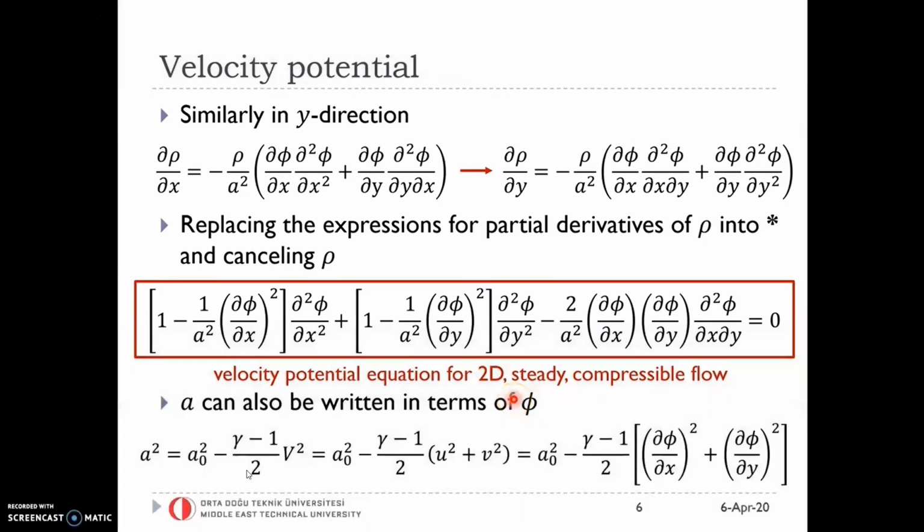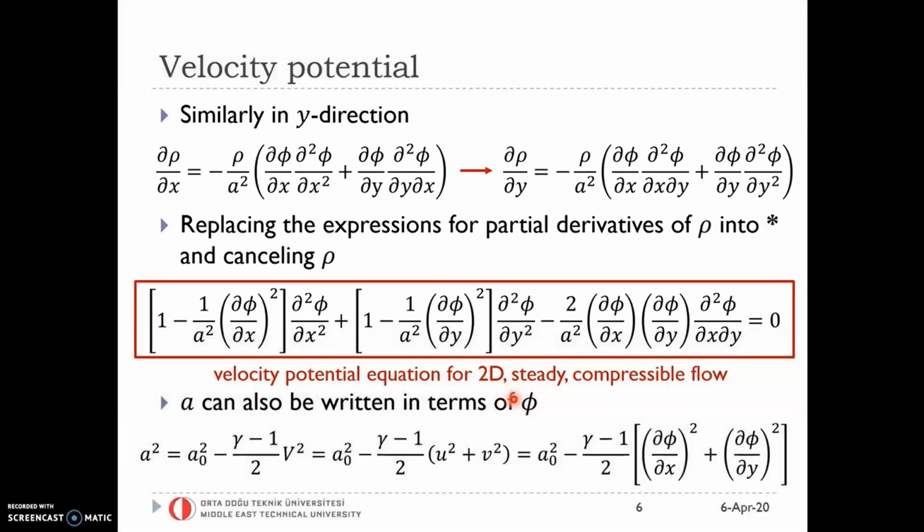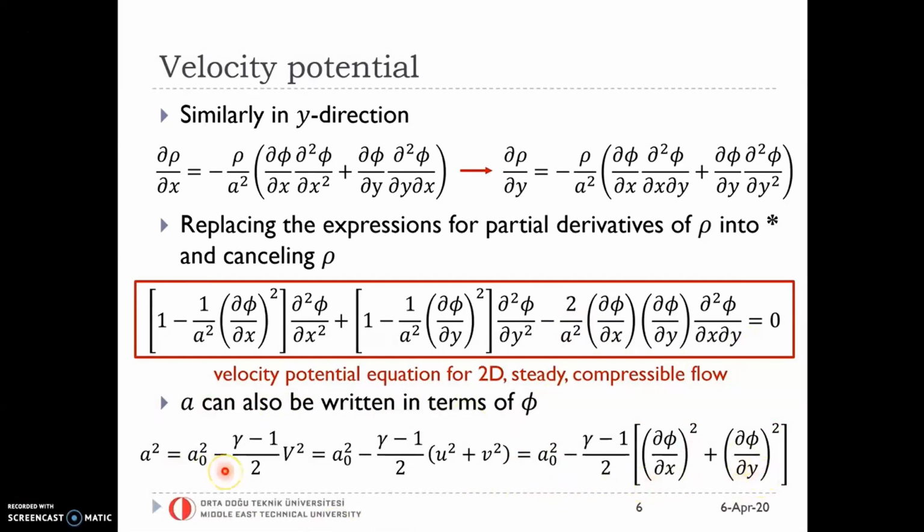Okay, now for an irrotational, compressible, steady, and isentropic flow, we managed to get this equation that has only one dependent variable, that's phi. Of course, while saying that, we should consider that we will replace this a square here with the equation given at the bottom of the slide, or we use the second equation, which is the energy equation, in order to have a closure of this problem.